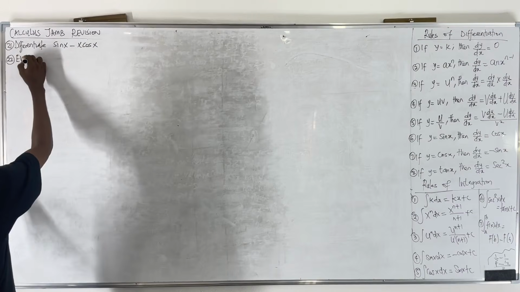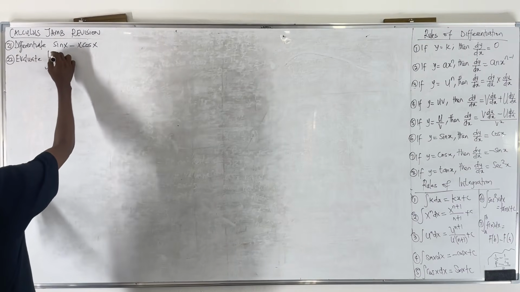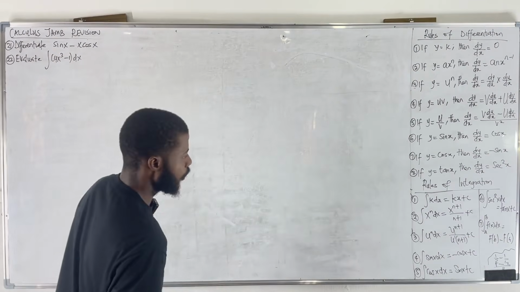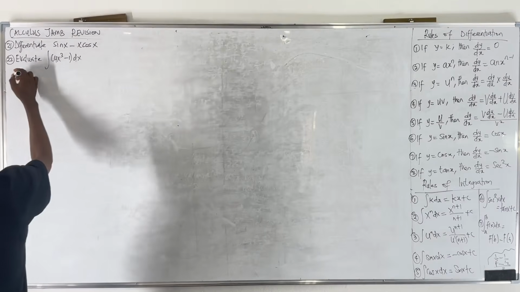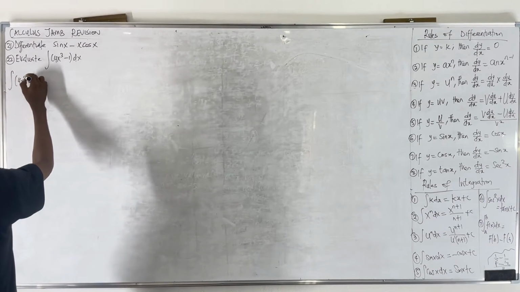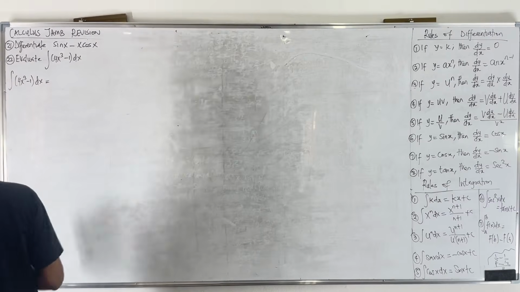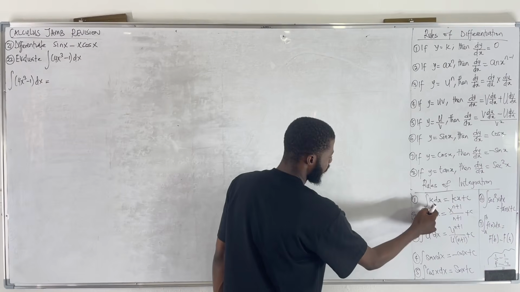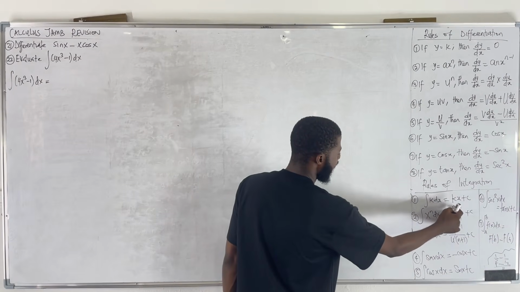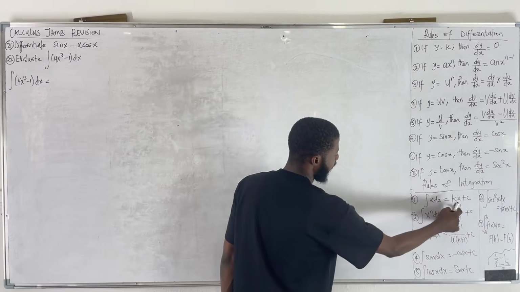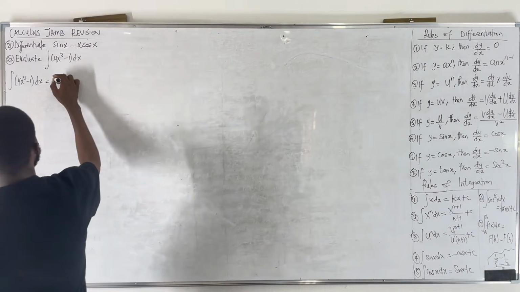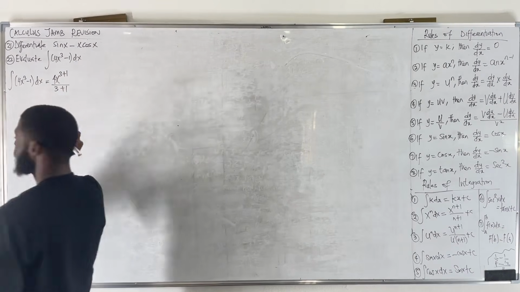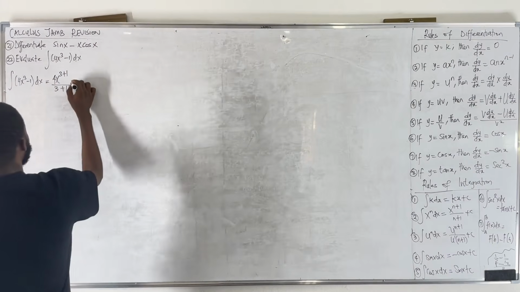was to evaluate the integral of 4x cubed minus 1 dx. Okay, so let's do this one. So the integral of 4x cubed minus 1 dx, the answer for this, what does the rule say? If you have x to the power of some number, what you have to do is add 1 to that very number and divide by that whole power. So this will become 4x to the power 3 plus 1 over 3 plus 1. That's what you do. Then you say minus 1.